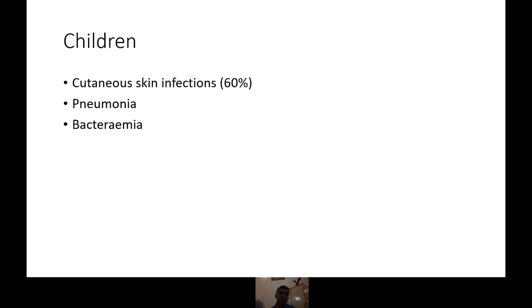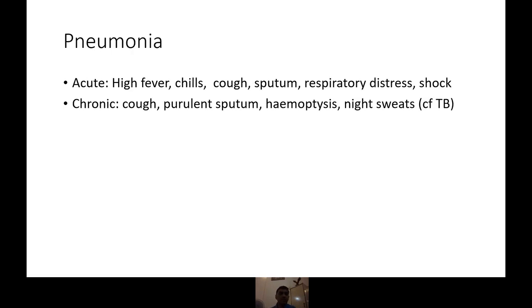Then of course some can present as pneumonia and bacteremia. So pneumonia in the acute stage can present just like any bacterial pneumonia with high fever, chills, rigors, and with respiratory distress. In the chronic stage, it can present like a TB with a gradual onset of cough, productive sputum, night sweats, hemoptysis.